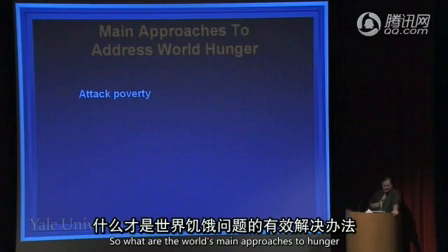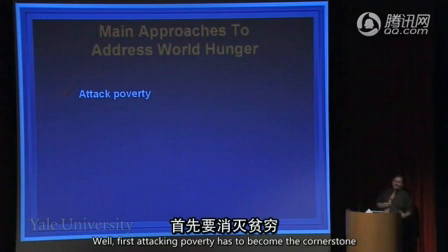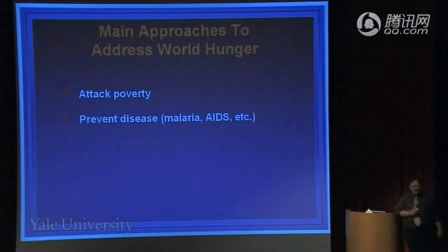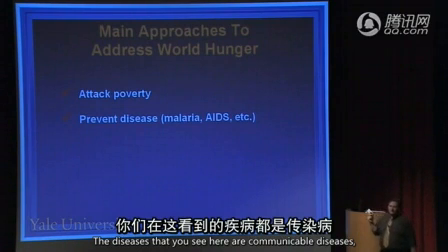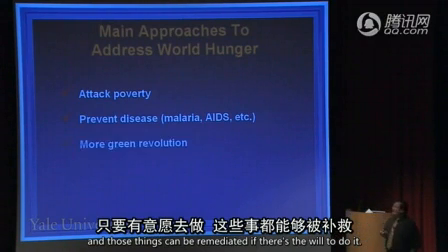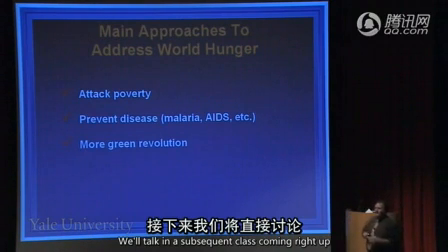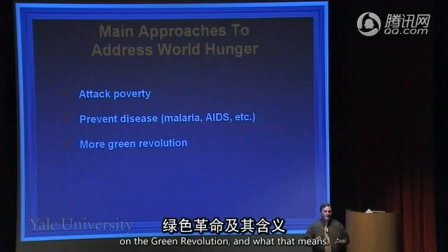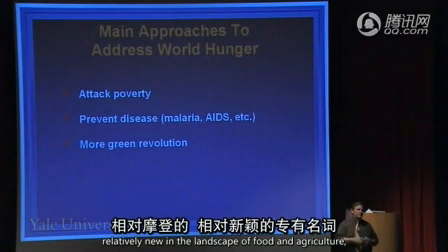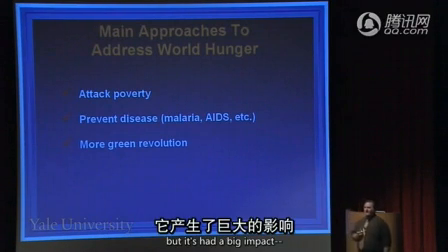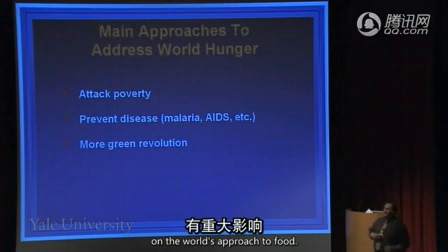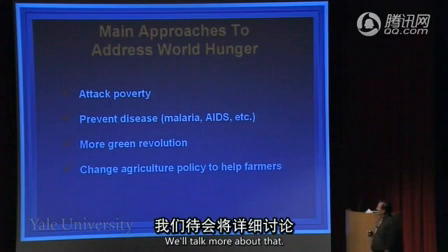So what are the world's main approaches to hunger? And what can be done? Well, first, attacking poverty has to become the cornerstone of this remediation process. Second is preventing diseases. And the diseases that you see here are communicable diseases, infectious diseases, and those things can be remediated if there's the will to do it. We'll talk in a subsequent class coming right up on the Green Revolution and what that means. The Green Revolution is a specific term that's relatively modern, relatively new in the landscape of food and agriculture, but it's had a big impact. Some say a negative impact, others say a positive impact, but there's no question it's had a big impact on the world's approach to food. We'll talk more about that.